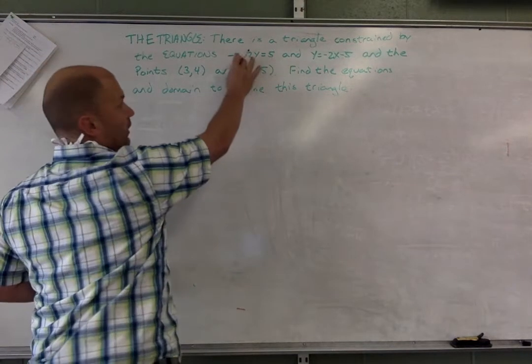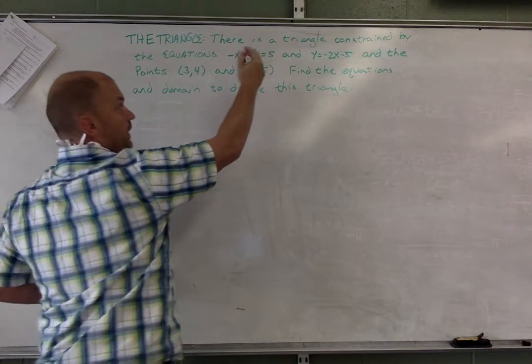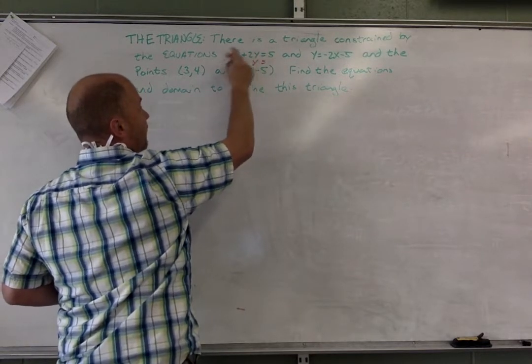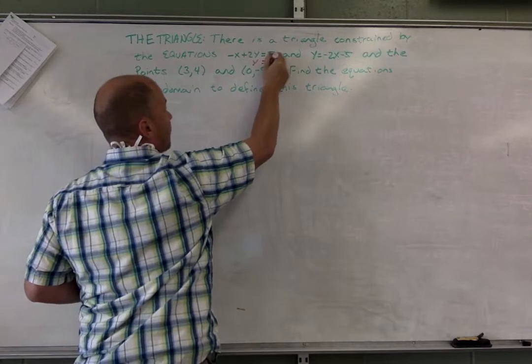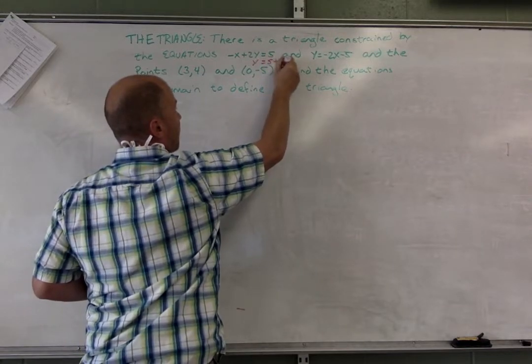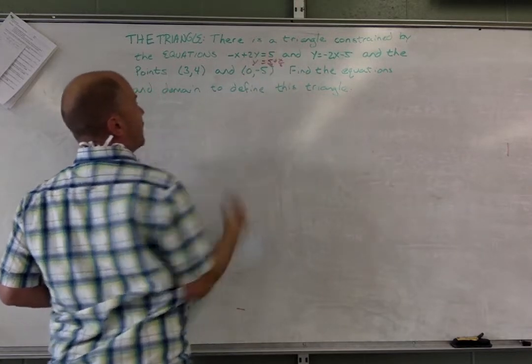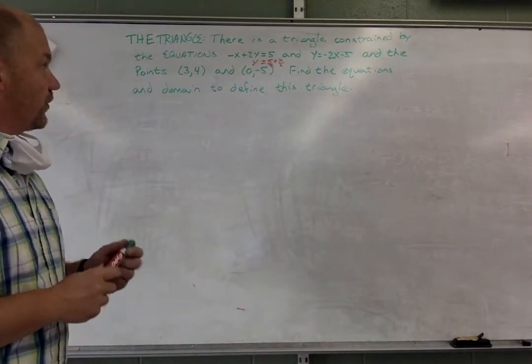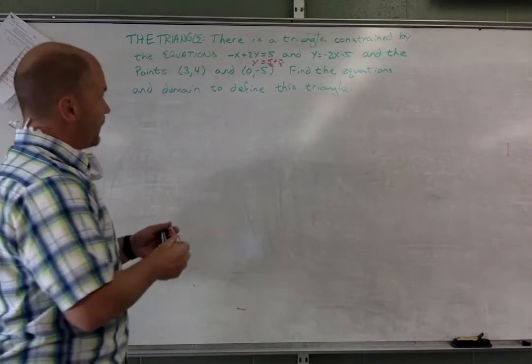First I'm going to solve this for y equals mx plus b form. So y equals 5 minus negative x, which is 5 plus x, and then I'm going to divide both sides by 2. It might take you a few more steps than that, but that's more or less what it looks like.